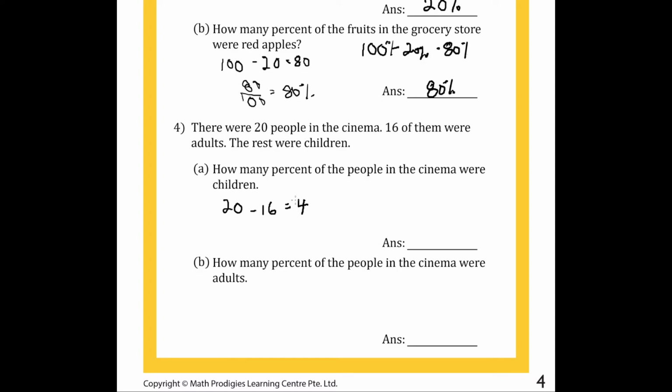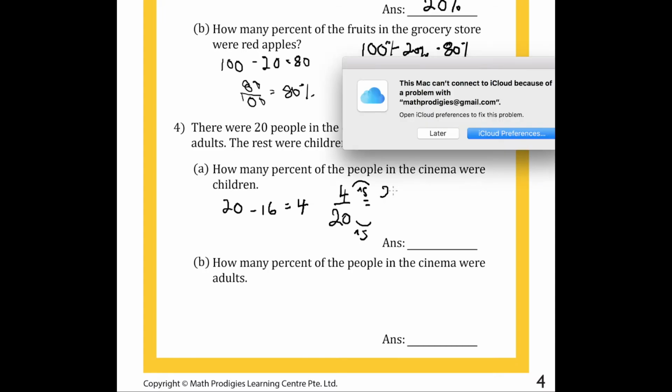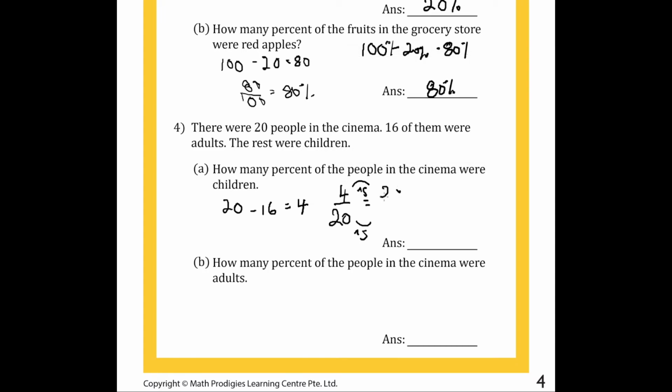No. Because remember, we are now looking for percentage. So 4 out of how many? Total was 20. So how many percent is this? Now we will have to use our magic number, multiply by what? That's right, multiply by 5. So 5 times 4 equals 20. So 20 times 5 gives you 100. And 20 over 100 is, as you already know, 20%. Right? 20%.